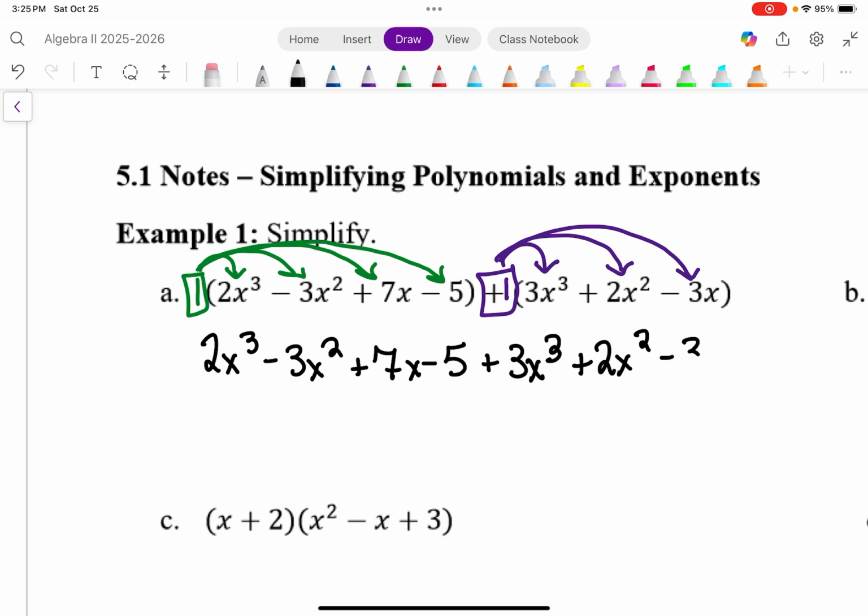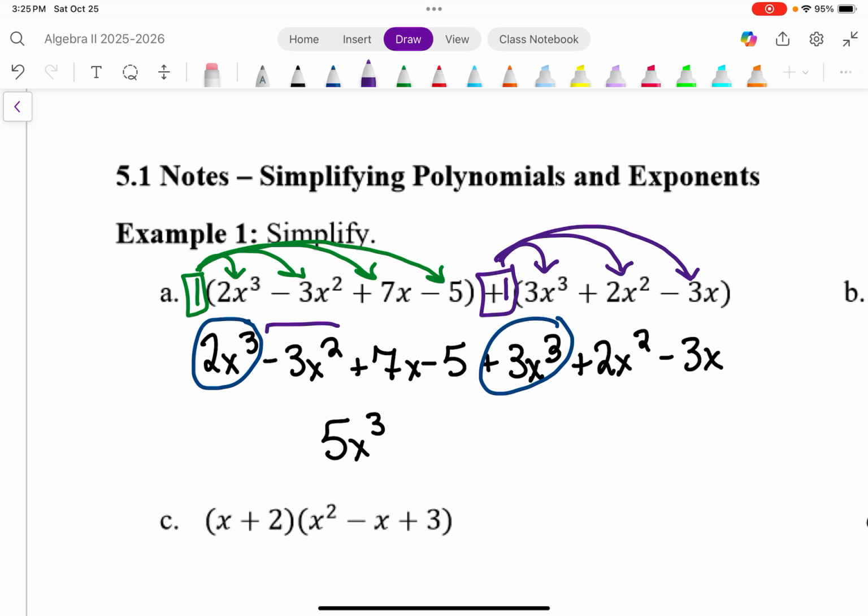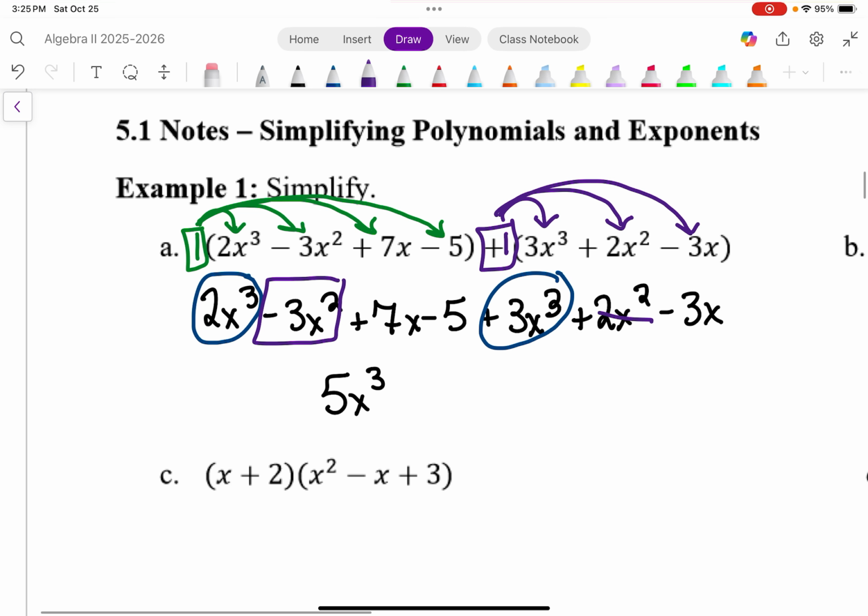One thing you want to make sure you are doing is only combining terms that have the same variable and the same exponent. So if we look, we have a 2x cubed and then a plus 3x cubed. Those are the only x's with an exponent of 3, so those are the only ones we can combine together right now. So that would become 5x cubed. Then we have a negative 3x squared and a plus 2x squared. Those are both x's with an exponent of 2, so we are able to combine those to get a negative 1x squared.